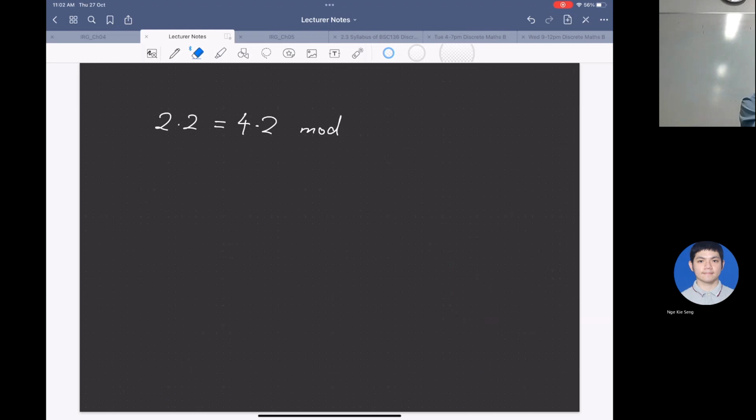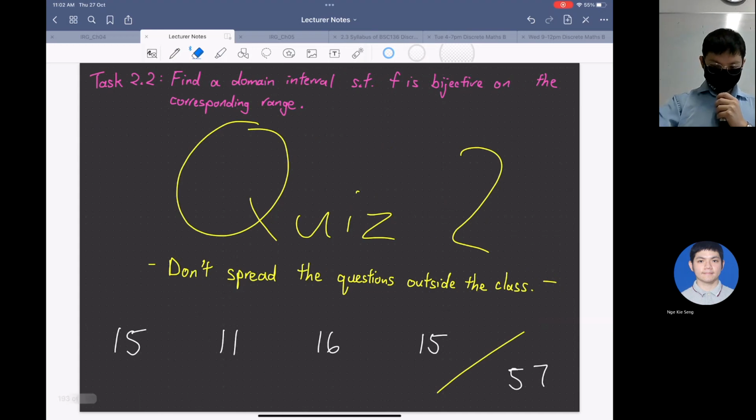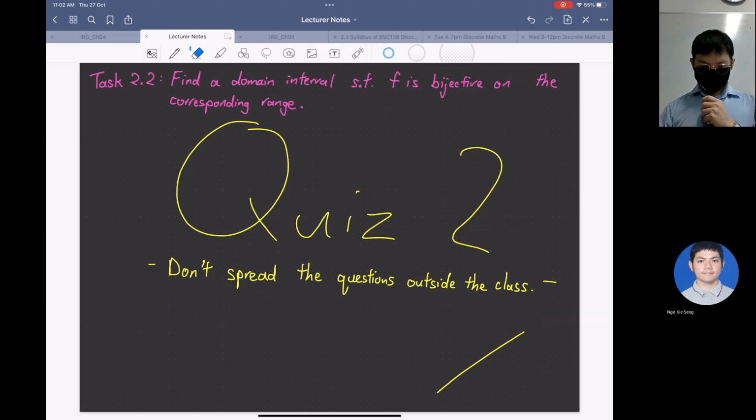So I split the class into 4 rows. I need the first person in each row to count how many people are behind in your row, and then come and collect the number of quizzes.